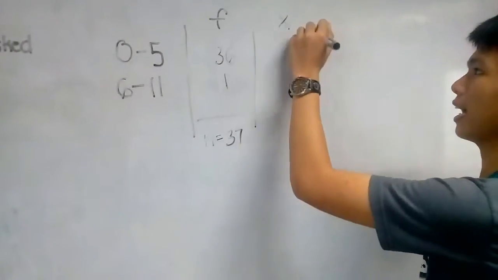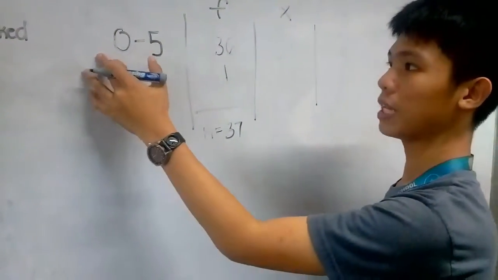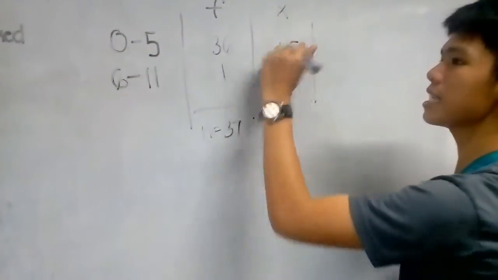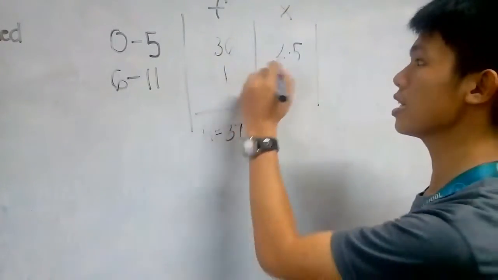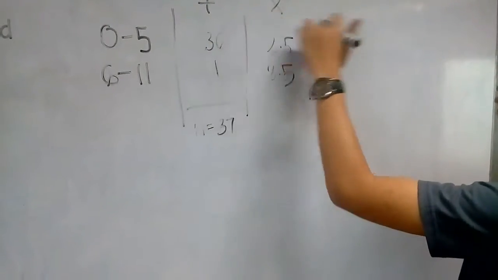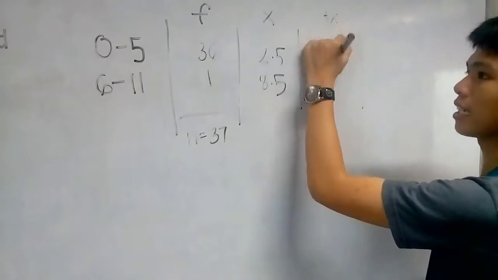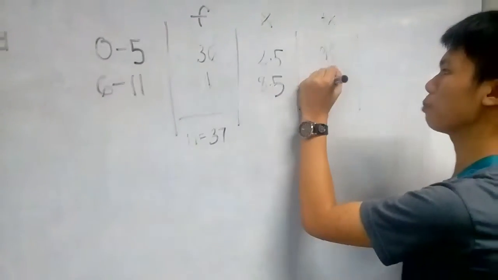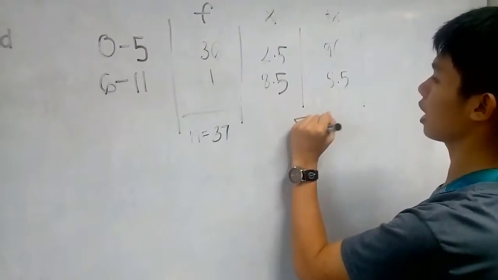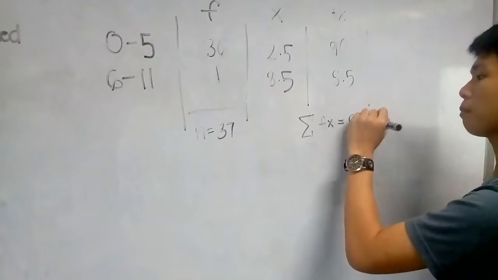Next is the x, which can be obtained by the average of the lower limit and the upper limit. So 0 plus 5 equals 5 divided by 2 is 2.5, and 6 plus 11 is 17 divided by 2 is 8.5. Next, we multiply the frequency and the value of x. So 36 times 2.5 is 90, and 1 times 8.5 is 8.5. So the summation of fx is equal to 90 plus 8.5, which is 98.5.